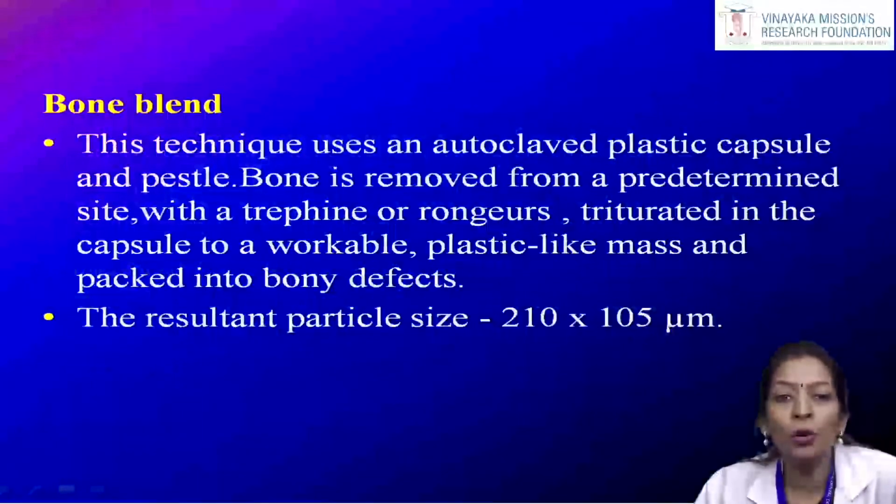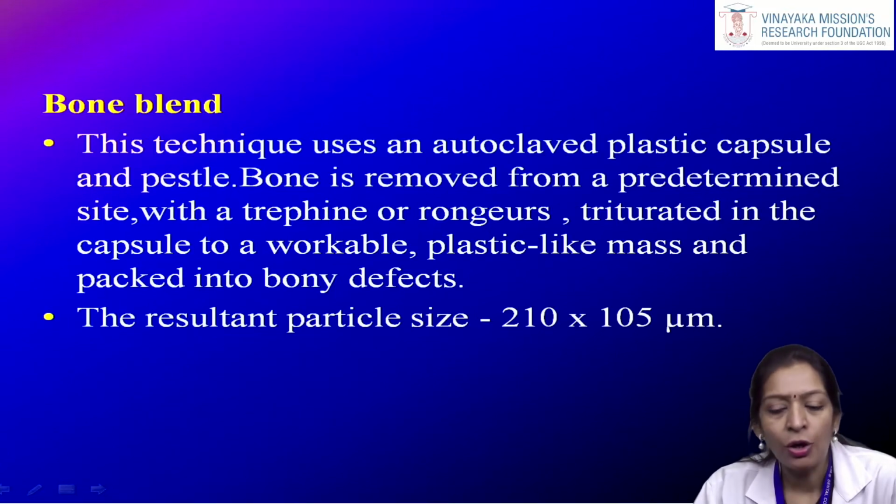There is something called bone blend, blending the bone. What is that? It's a technique which uses an autoclaved plastic capsule and pestle. The bone is removed from a predetermined site with a trephine or rongeurs and triturated in the capsule to a workable mass and then placed in the defect.